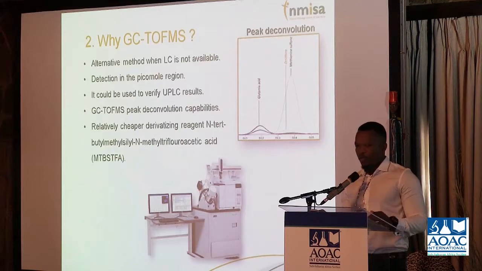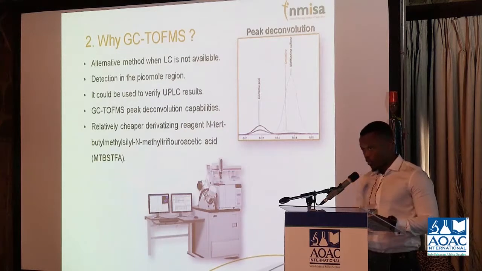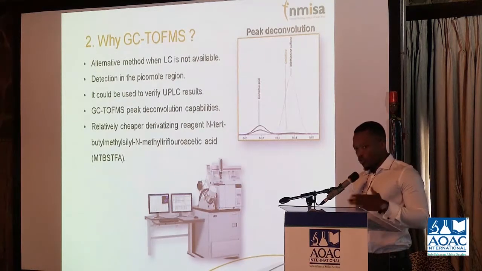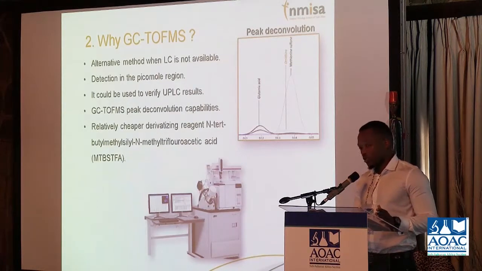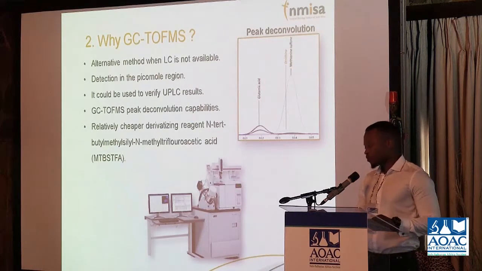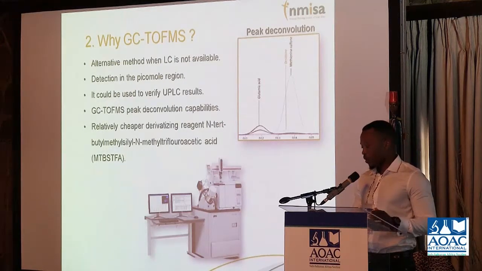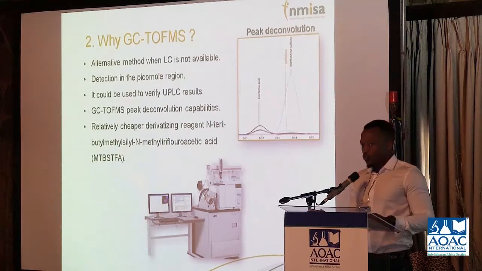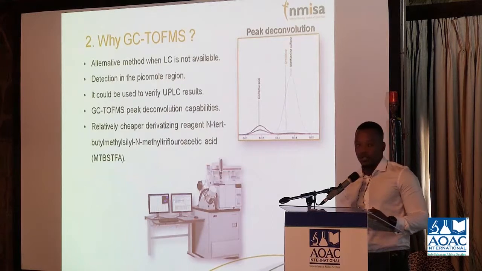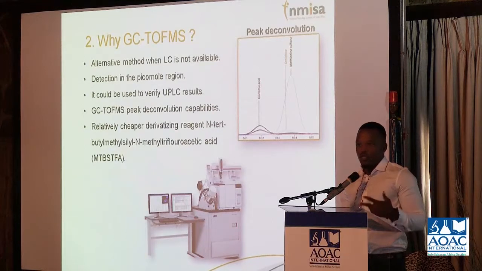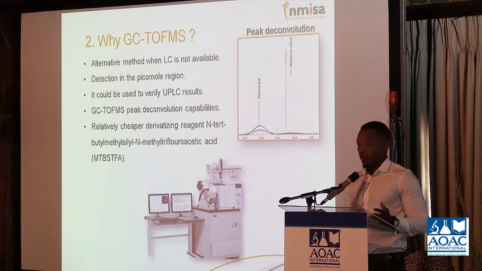As I already mentioned, it is very important for us to find an alternative. The reason why we believe that the GC-TOF MS can work is that it's already been used in different places as an alternative to an LC, in cases where the LC is not available. But as we know, it might not be applicable to all matrices. The GC-TOF can detect analytes at a picomolar region. If you have a GC-TOF and an LC, you could use them concurrently to confirm results that you got using a UPLC system.